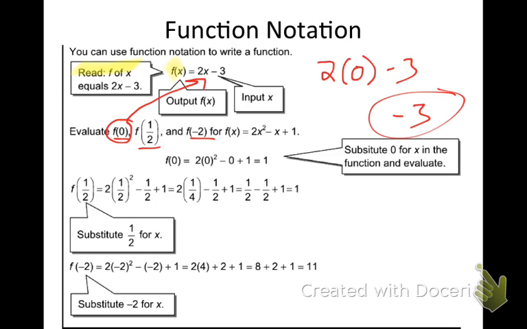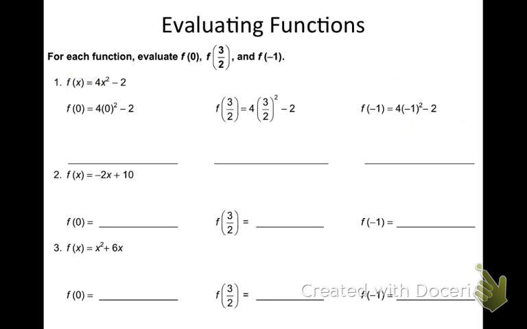I can do the same thing down here. They had 0 go in for x. Notice they have 0 squared times 2 minus 0 plus 1. We get 1. It's input-output values. I'm substituting my input in, and the answer I get back out is my output value. Input-output.